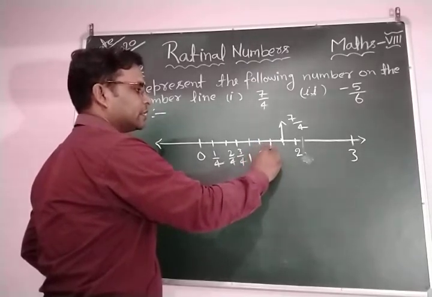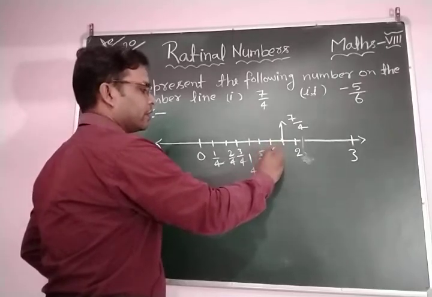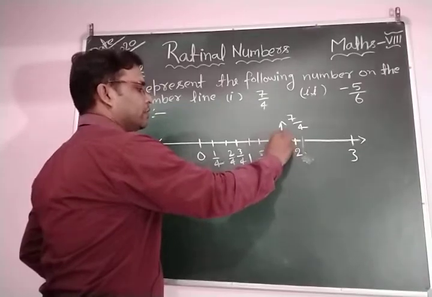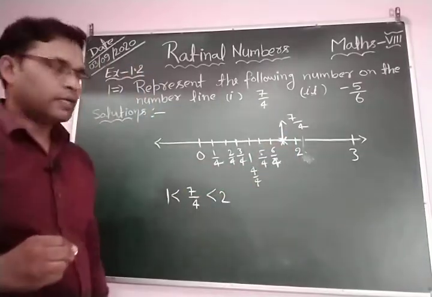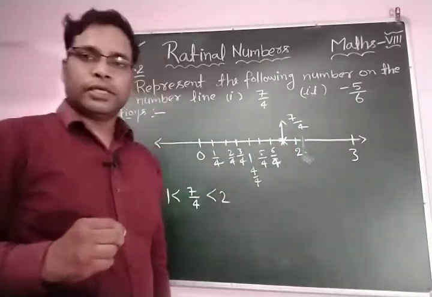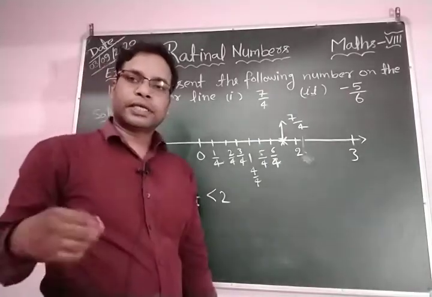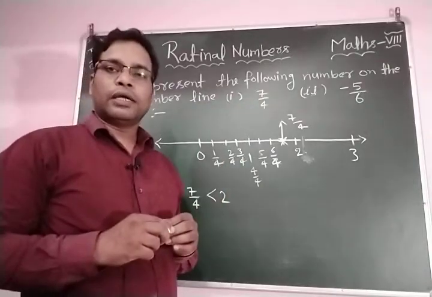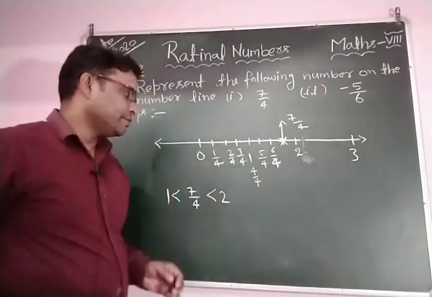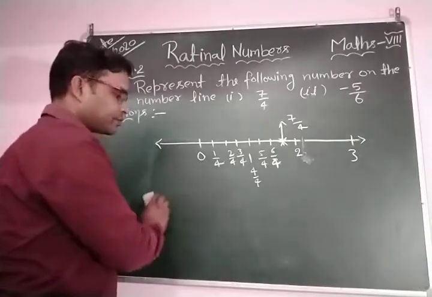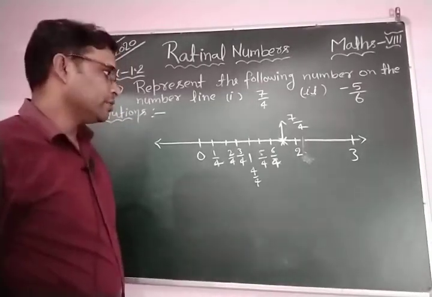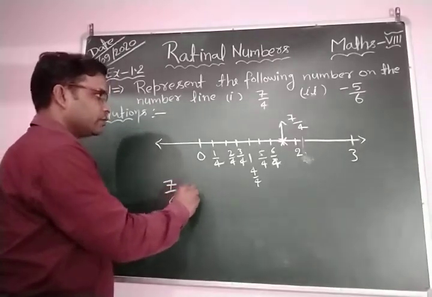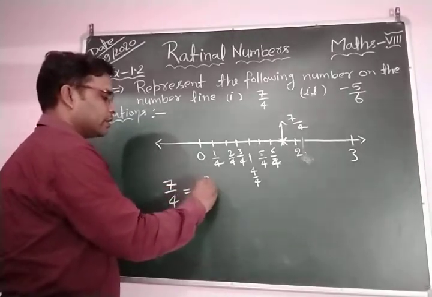This becomes 6 by 4. Okay, 6 by 4, and this becomes 7 by 4. This point represents 7 by 4 on the number line. Okay, in the second method, first we convert 7 by 4 into a mixed fraction. So you can write 7 by 4 as a mixed fraction like this: 7 by 4 is equal to 1 whole 3 by 4.